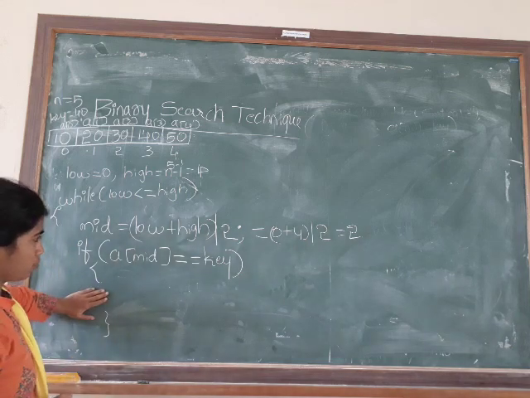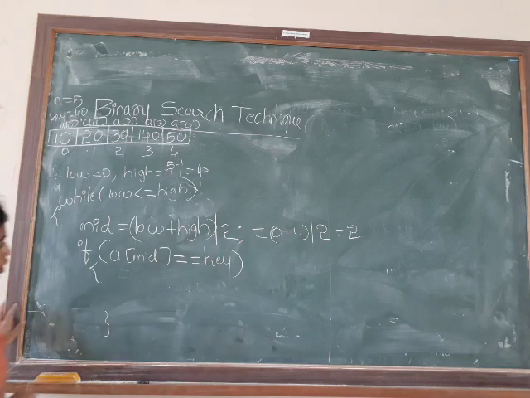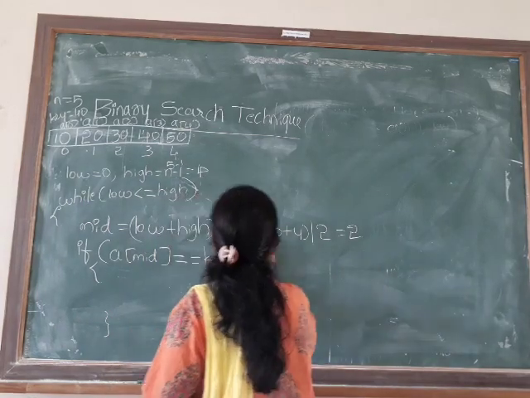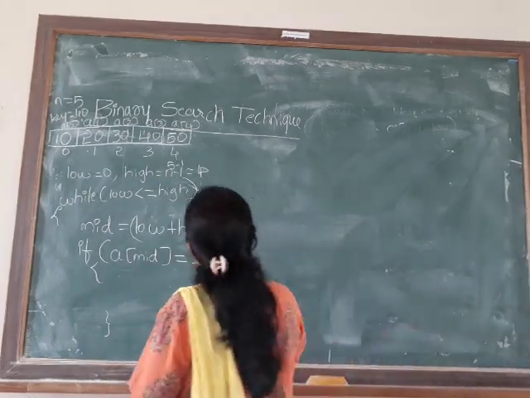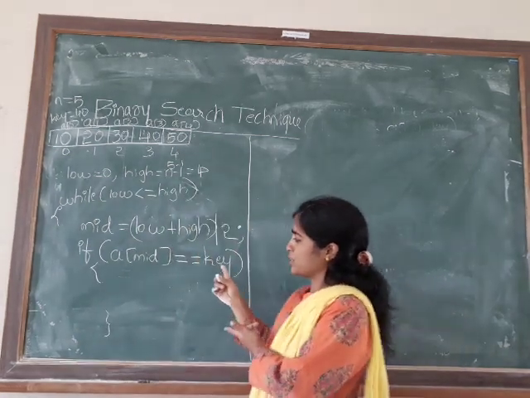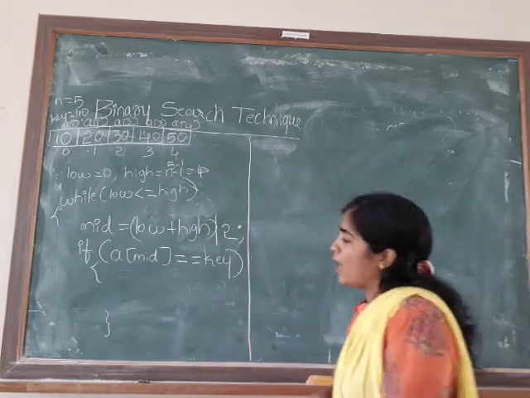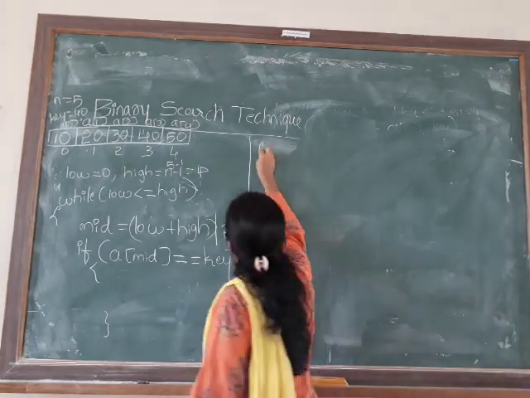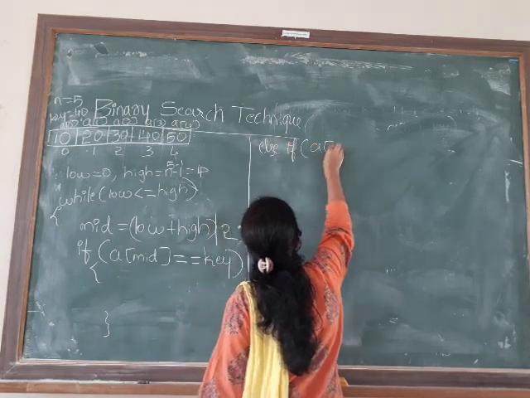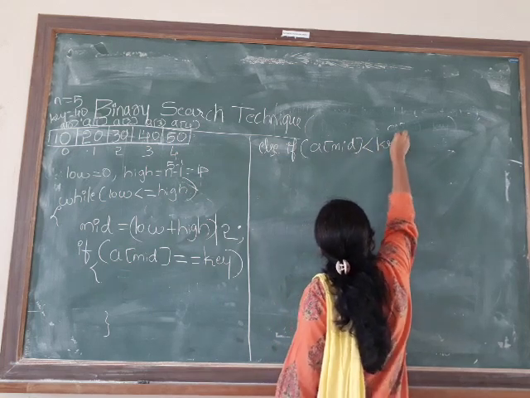You will leave this part. I would like to tell with the same input I have taken, with key as 40, I will be getting this particular condition as false. Once I get this as true with another input, I will tell you what to put here. As it is false, I have to check another condition, else if A of mid less than key.